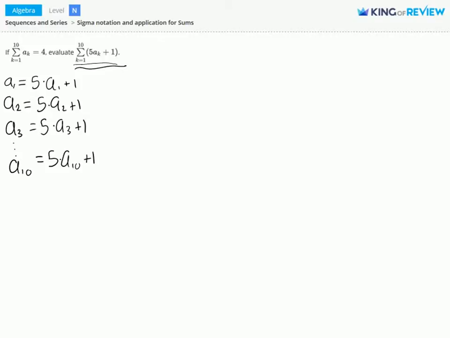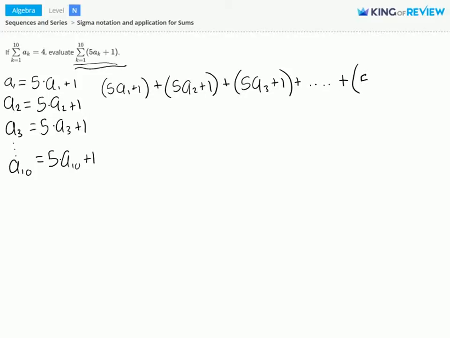So we could write this out as 5a1 plus 1, this is the first term, plus 5a2 plus 1, this is the second term, plus 5a3 plus 1, this is our third term, and we keep going until we get to our 10th and final term, which is 5 times a10 plus 1.